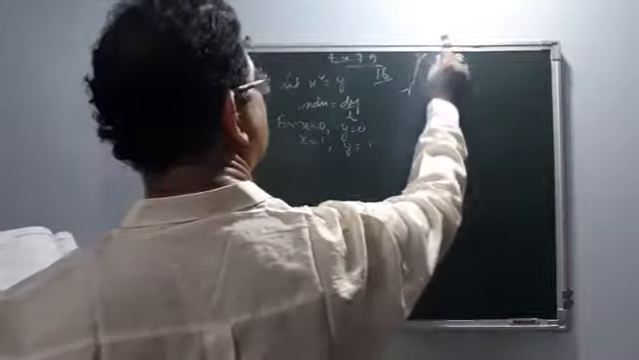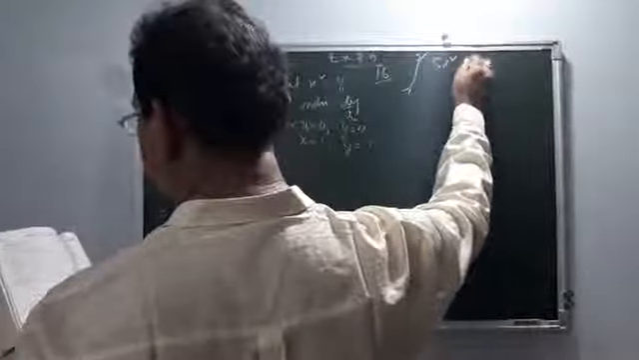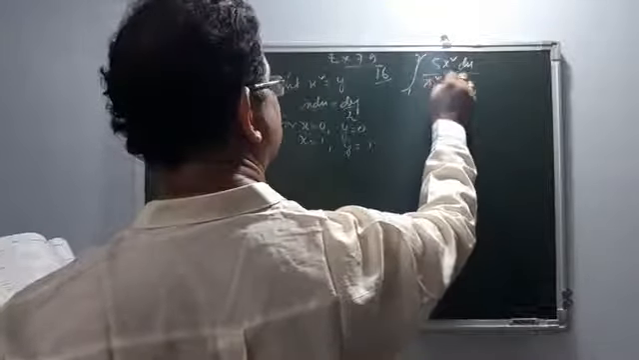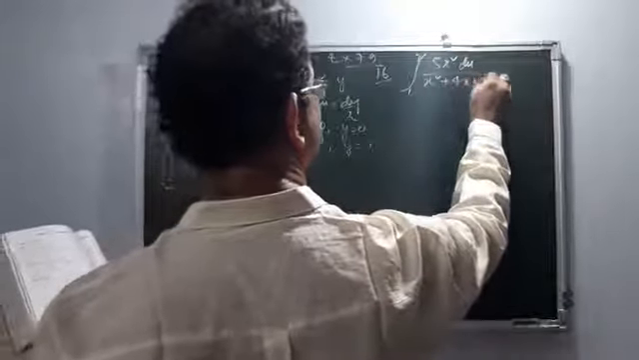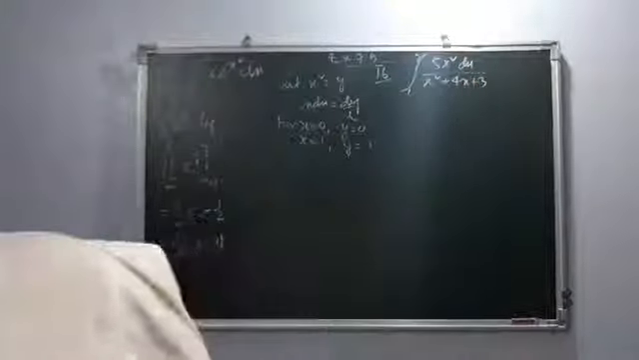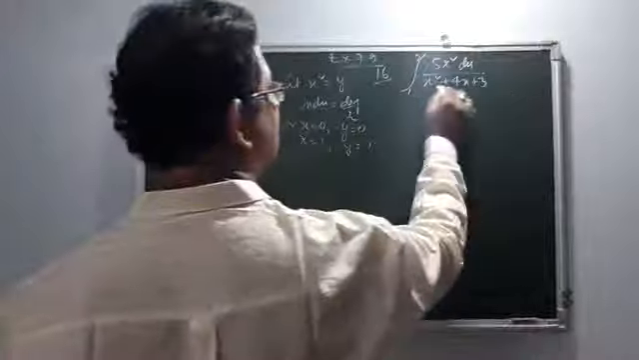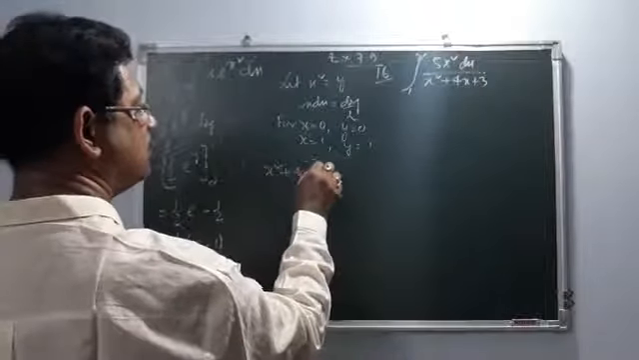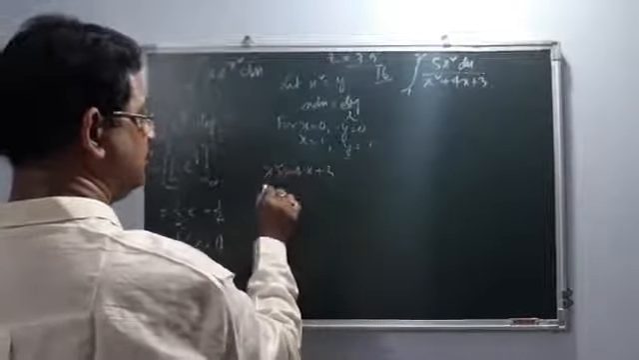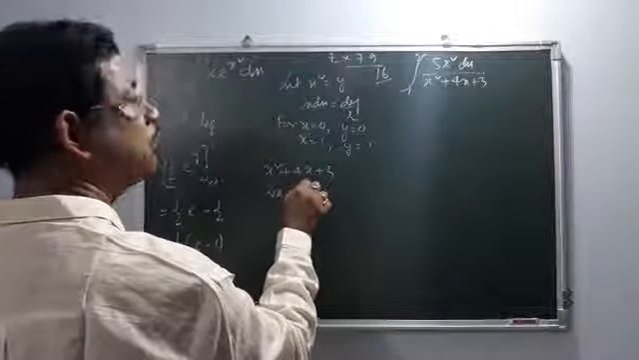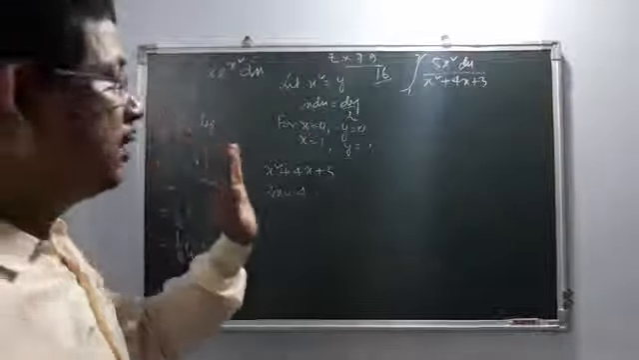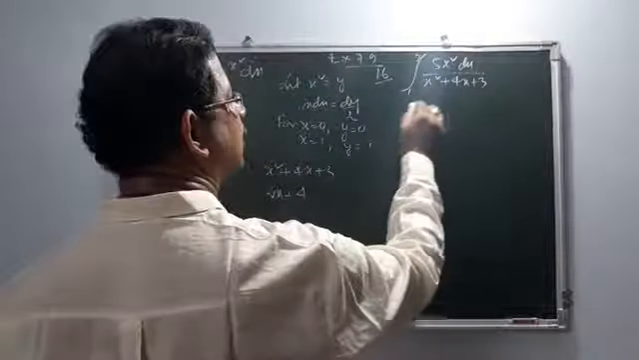Integration from 1 to 2 of 5x squared dx, and the denominator is x square plus 4x plus 3. Here one thing we will do: if we differentiate x square plus 4x plus 3, then 2x plus 4 will come. Keep only this in mind.